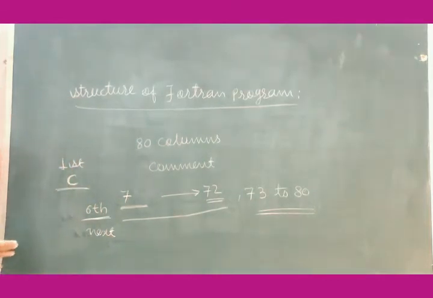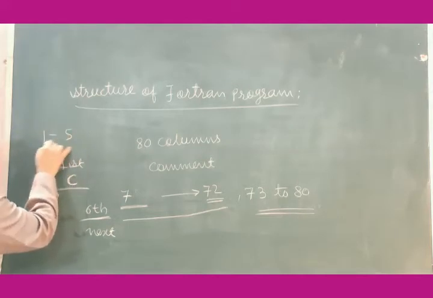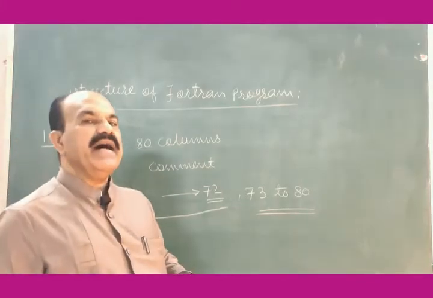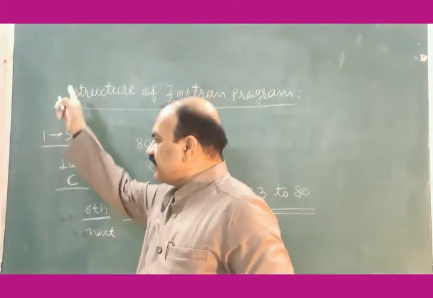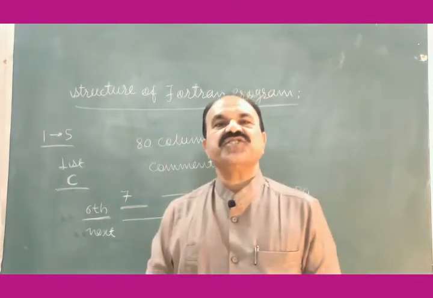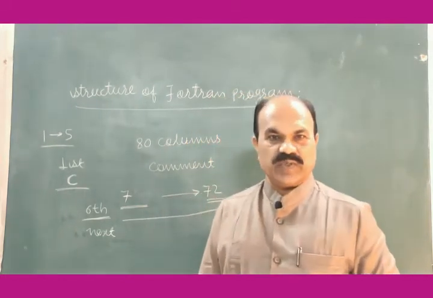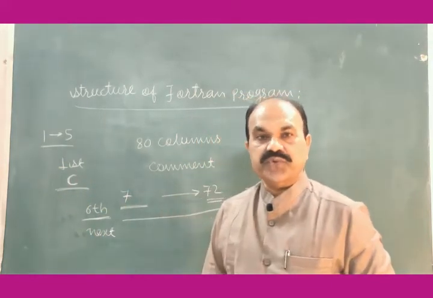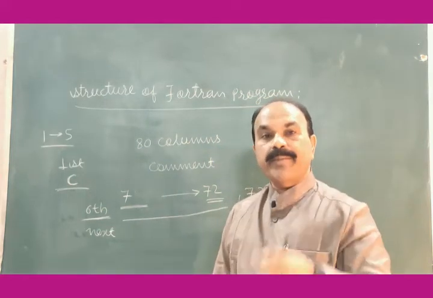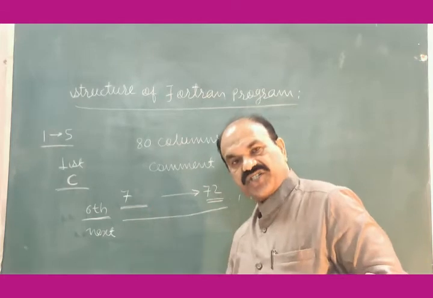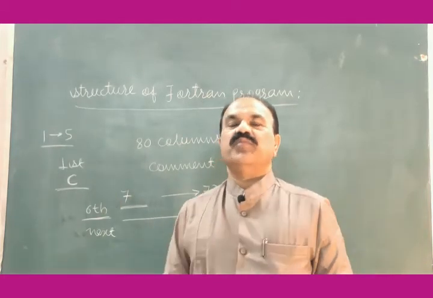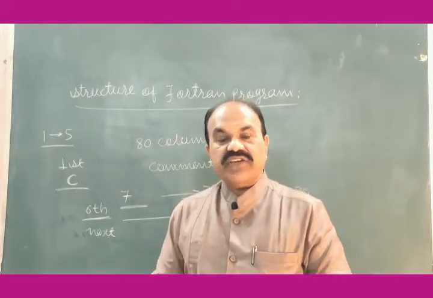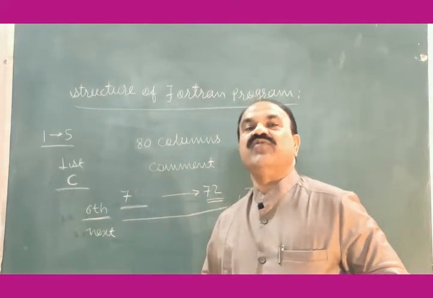Now, what is the use of columns 1 to 5? Columns 1 to 5 are used for numbering the instructions or statements of a Fortran program. Column numbers 1 to 5 are only used to provide numbers to the instructions or statements of a Fortran program. Numbers are not given to every statement of a Fortran program.